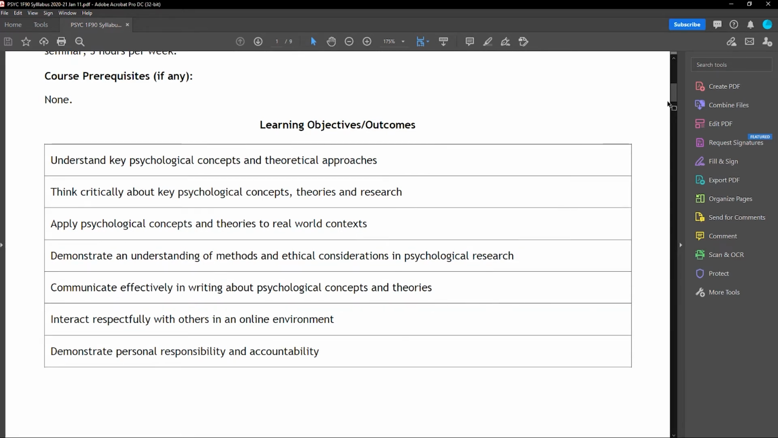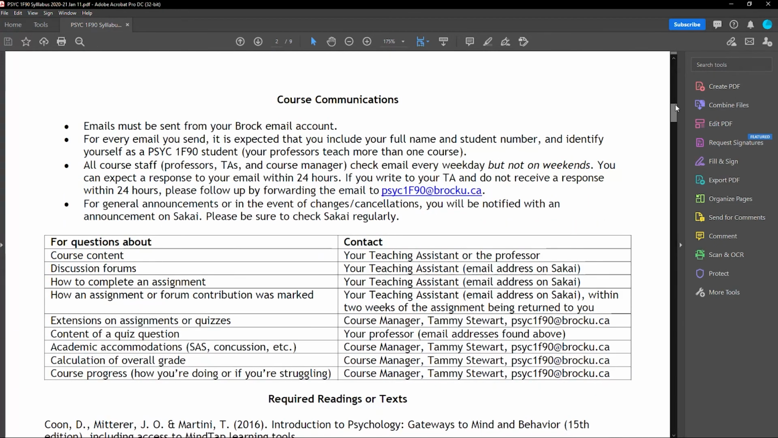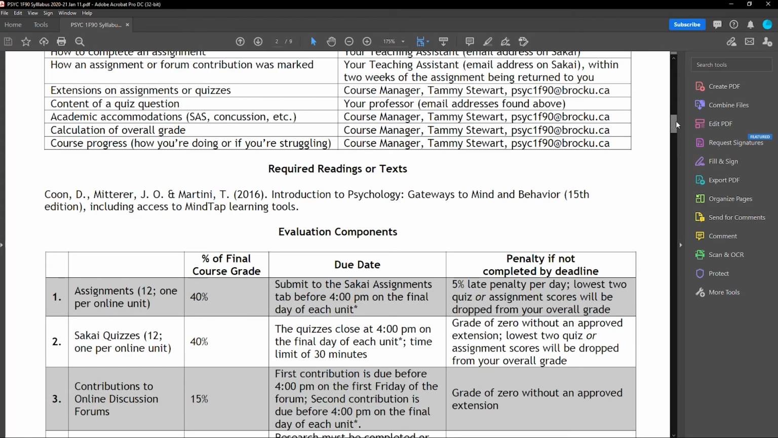Moving on to the second page, the instructors have included a section here on course communications. If included, this will outline how you're expected to communicate with course staff throughout the term and who to contact in what scenario. For example, who to direct any questions about your seminar to. This next section here shows the textbook for this course. Textbooks may be required, which it is in this case, or just recommended as a supplement to the course content. Textbooks can be bought at the campus store or online.